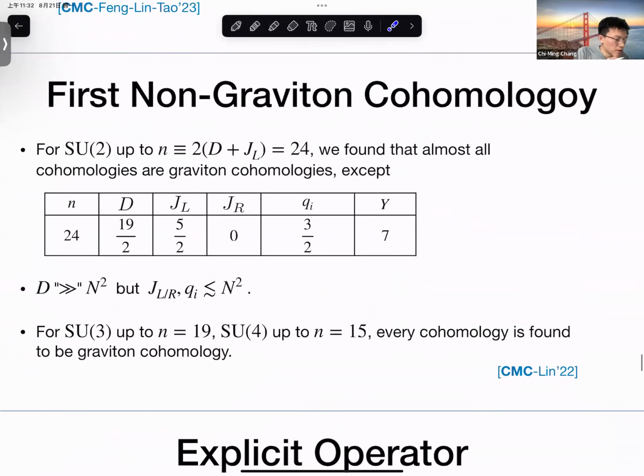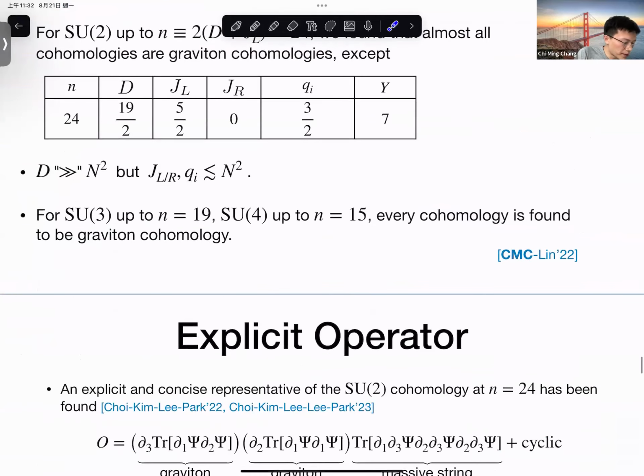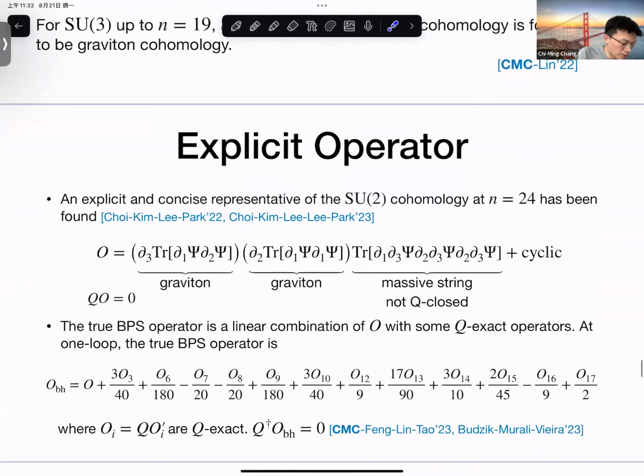After our paper, there are a couple of papers from the Korean group, and in particular they found an explicit and concise expression for the cohomology we found, which takes this form. You can see that it's a triple trace. For example, the first one is a graviton operator, because each psi inside the trace has only one derivative.